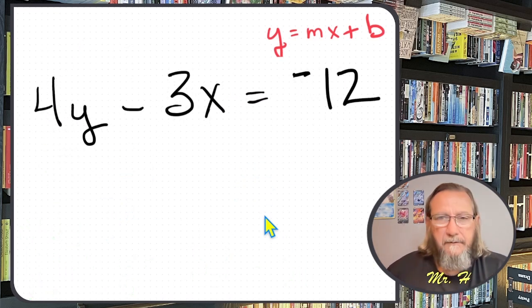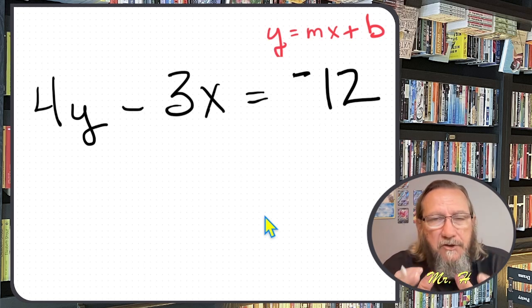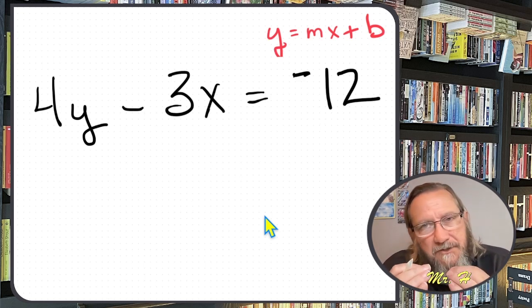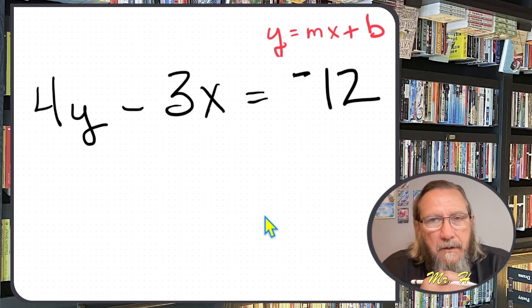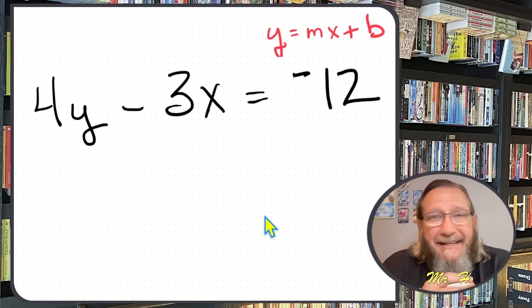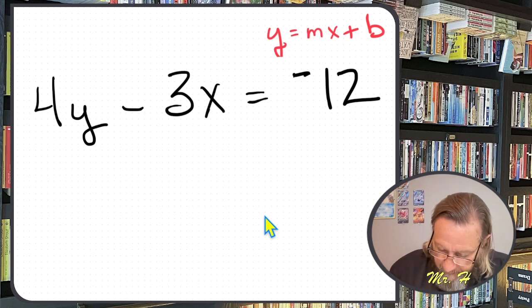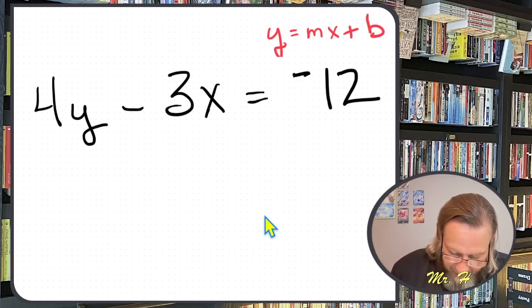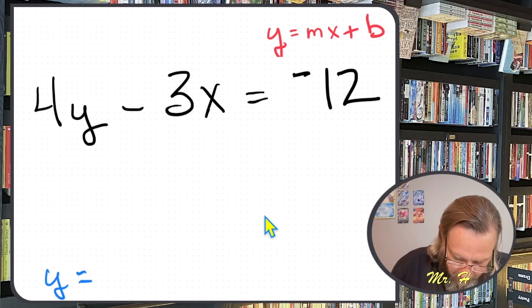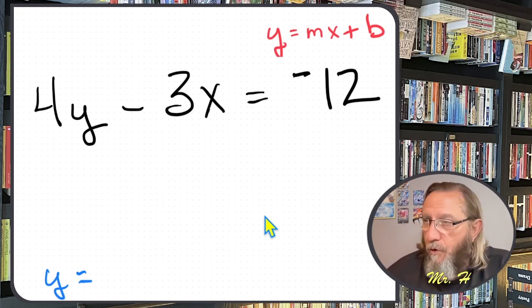Look at this thing. 4y minus 3x equals negative 12. This one looks a little bit different, and that's why I wanted to make sure it was in the samples for us. The x and the y are in different slots. What does that mean? That doesn't mean anything. That just means we've still got to do the same work because we have to fix the problem so that it boils down to y equals something times x plus b. The order that we're given the terms in doesn't matter.